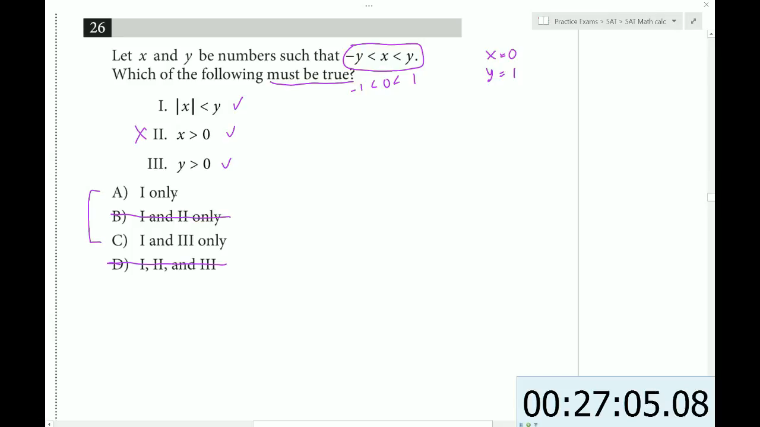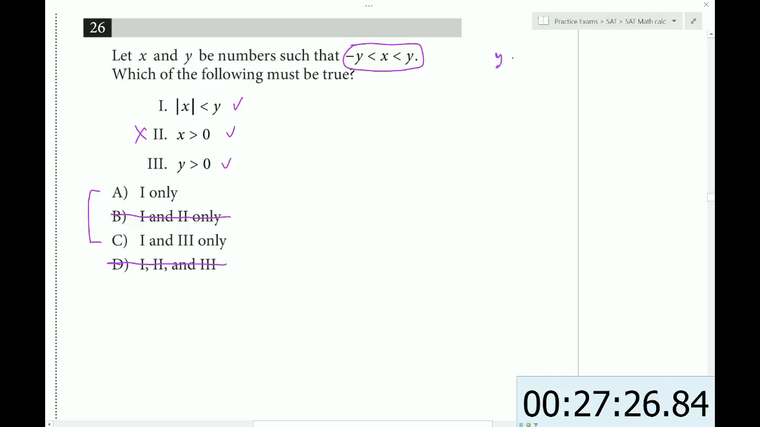So now the question is, 1 is certainly going to be true, but now I need to know about 3. So is there any way to make y not be greater than 0? Let's find out. First of all, could I have y equal to 0? Well, then I would have 0, 0, so x would have to be 0 as well, but then I would need equal signs here, so that doesn't work.